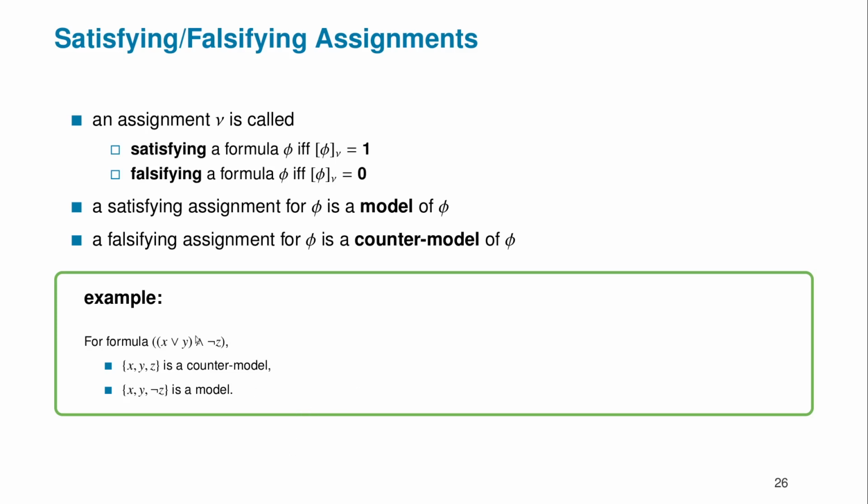And if we have here this formula x or y and not z, then x, y, z is a countermodel because this not z evaluates to false if z is true. But x, y, not z is a model because x and y are set to true, therefore the first clause is true, and not z is true because z is set to false. Since this here is a unary clause, I omitted this parenthesis, but according to the convention I made before, I should put parentheses around it.